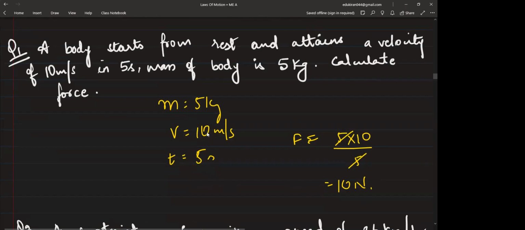Very easy question. See, mass into velocity will give us the momentum. Momentum divided by time will give us the force. So 5 into 10 by 5, that's 10. Write it. The next question, first you will try to solve, then I'll discuss.